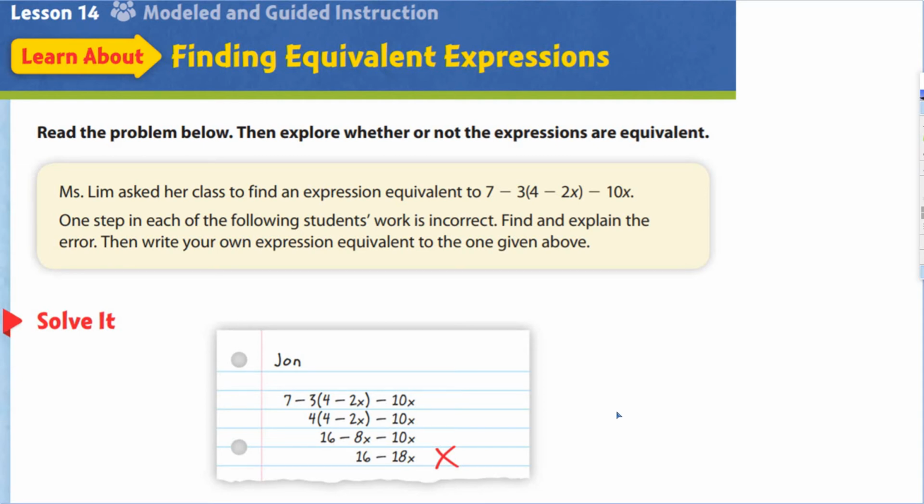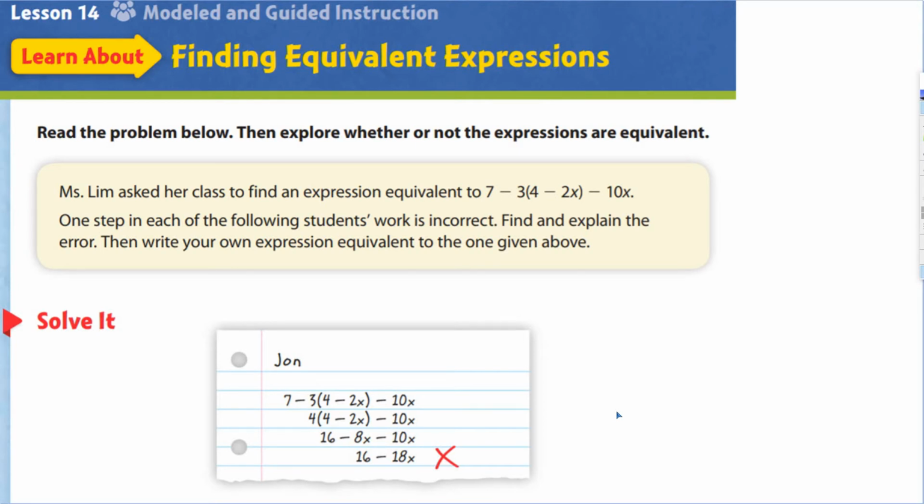Let's read the problem below, then explore whether or not the expressions are equivalent. Ms. Liam asked her class to find an expression equivalent to... I'm just going to read the numbers. I'm not going to read them in the order they should be read, but I'm going to read the numbers from left to right. 7 minus 3 times 4 minus 2x minus 10x.